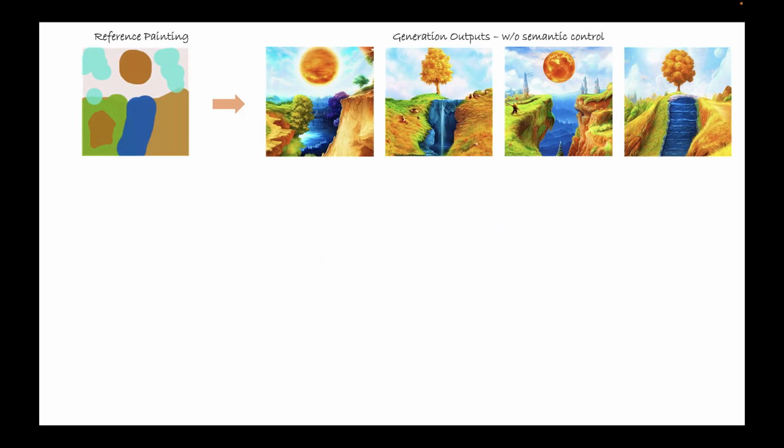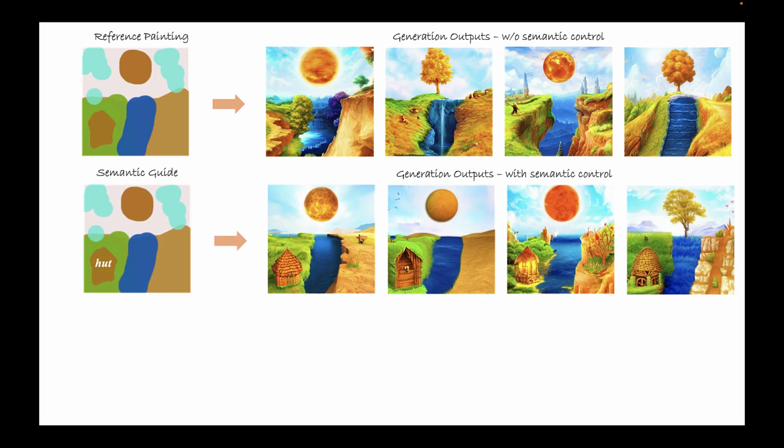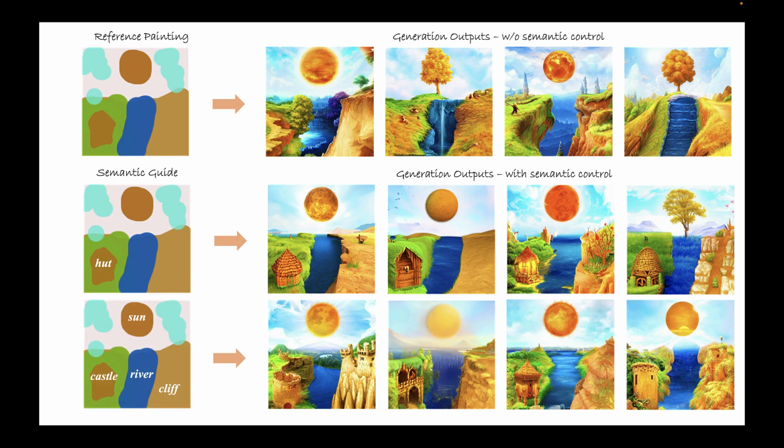For instance, the user may choose to provide the semantics for a single object, in this case, a hut. Or optionally, the user may also choose to provide a much more detailed semantic guide in order to describe what each painting region corresponds to.